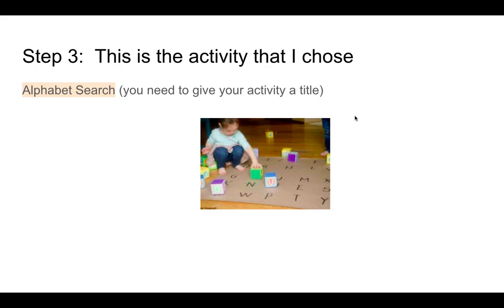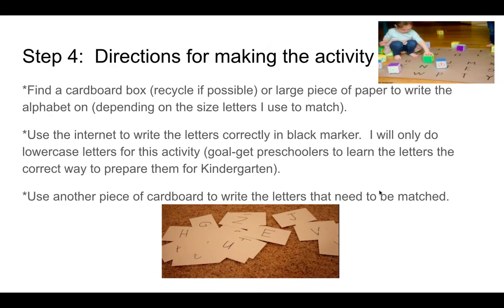So step three, this is the activity that I chose, and I titled it Alphabet Search. I changed mine a little bit because I thought, well, I might not have these big blocks that have the letters on them. So I decided to come up with my own directions. For mine, my directions are to find a cardboard box, recycle it if possible. I got something from Amazon one day and I had this giant cardboard box. So I kept a big piece of it and I actually used it for something else. But you could use something like this or a big, huge piece of paper.